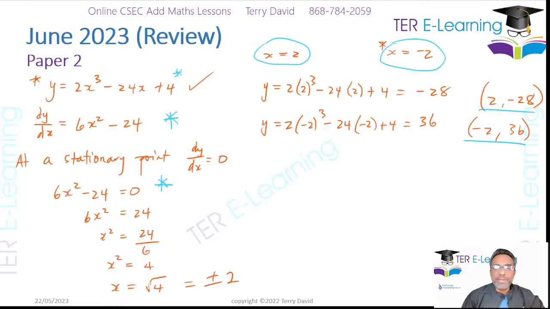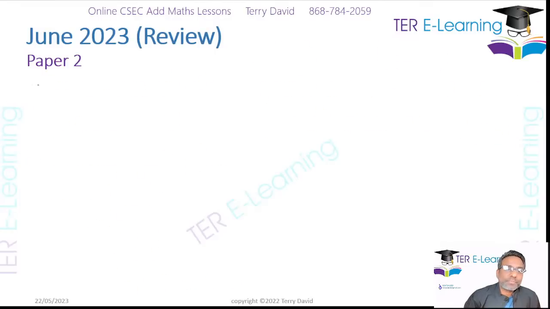Now I have to determine which is a max and which is a min. What I normally tell my students to do is find the second differential. That's the easiest way to do this. So dy dx is 6x squared minus 24.